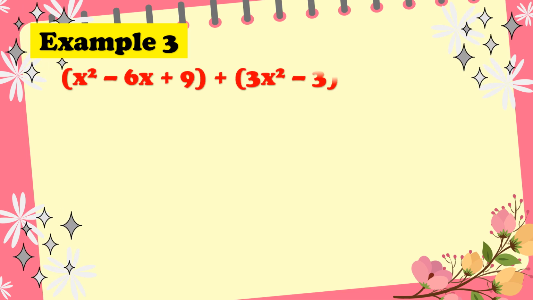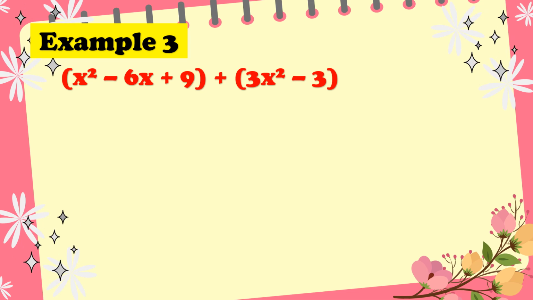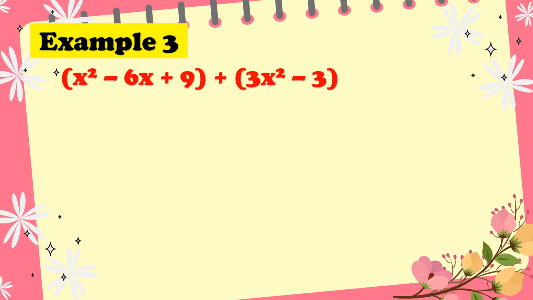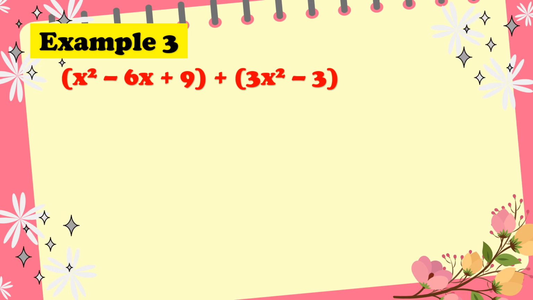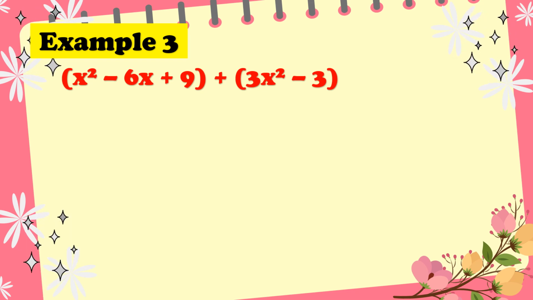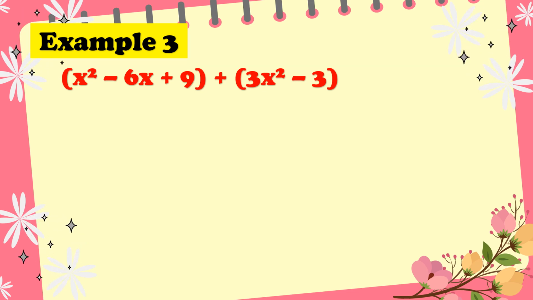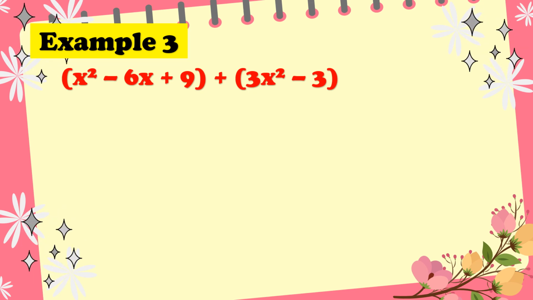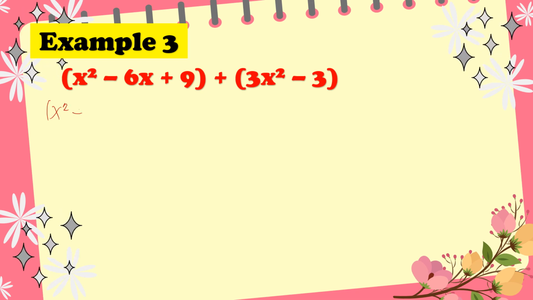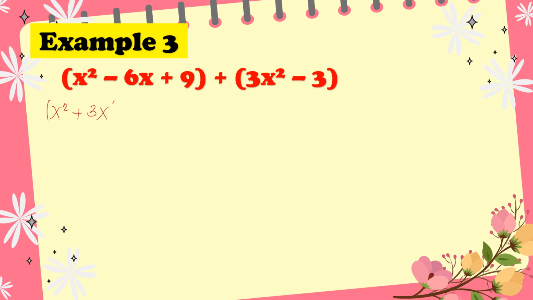Example number 3, the quantity x squared minus 6x plus 9 added to the quantity 3x squared minus 3. So, pwede tayong gumamit ng horizontal or vertical addition. So, gamitin natin pareho para ma-compare nyo kung ano yung mas madali. So, horizontal muna tayo. So, ang gagawin natin is to remove the parentheses and then group the like or similar terms together. So, we have x squared plus 3x squared kasi yun yung similar.